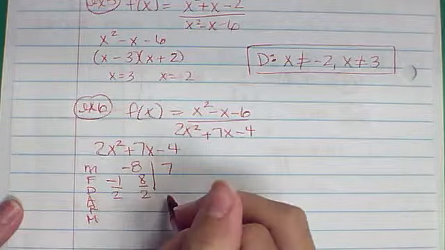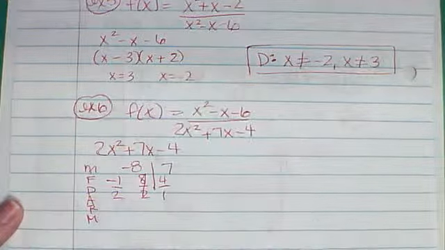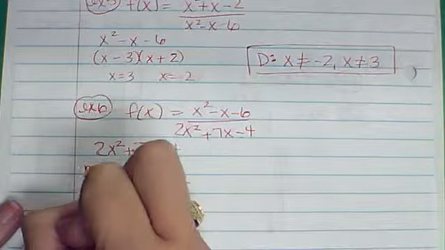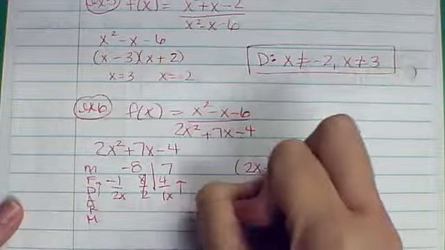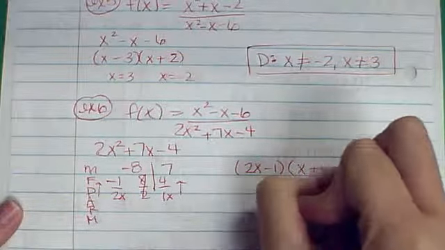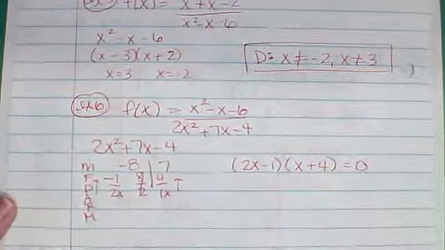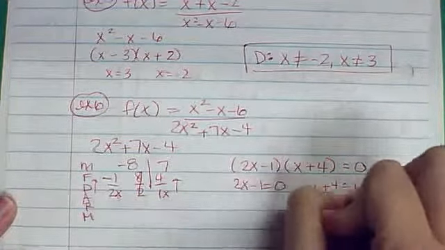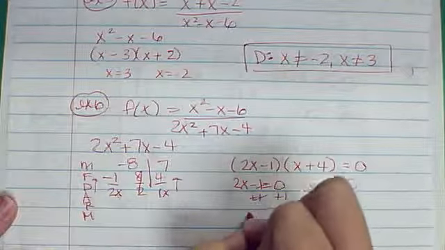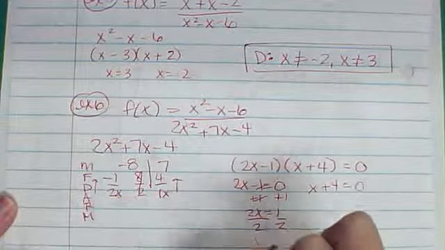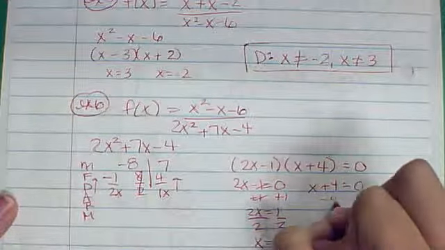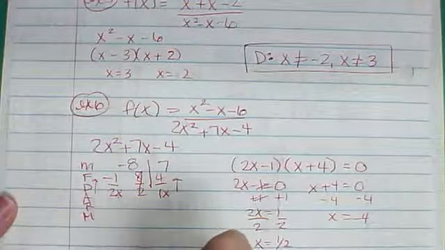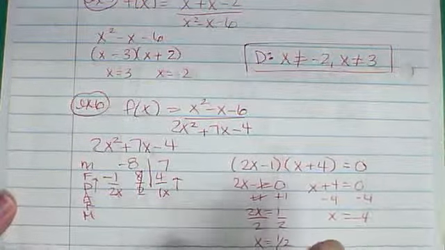I'm going to reduce my factors. 1 over 2 cannot be reduced. 8 over 2 can be reduced to 4 over 1. I'm going to make my multiples by putting x on the bottom, and I'm going to read from the bottom up. So my factored form is 2x minus 1 times x plus 4 equal to 0. When I solve both of those, 2x minus 1 equals 0 and x plus 4 equals 0. I'm going to add 1 to both sides. 2x equals 1. x equals 1 half. And on this one, I'm going to subtract 4 from both sides, and x equals negative 4. So my domain is that x does not equal negative 4 and x does not equal 1 half.